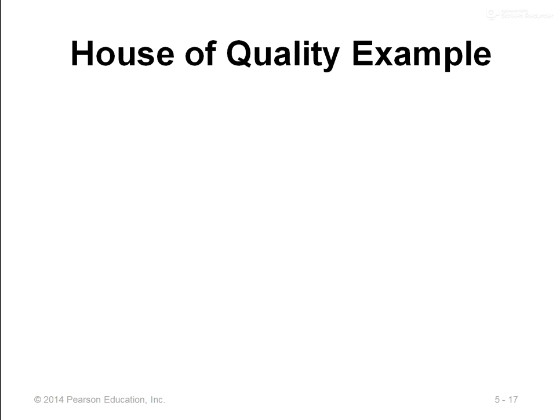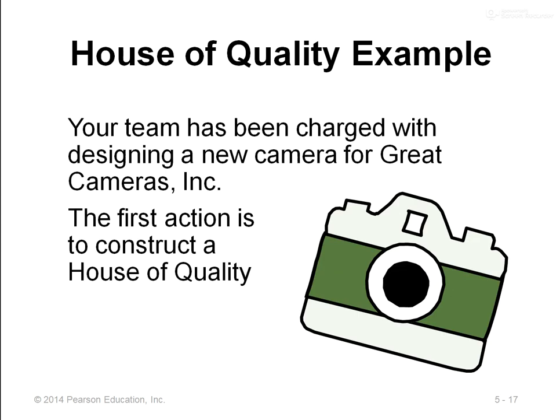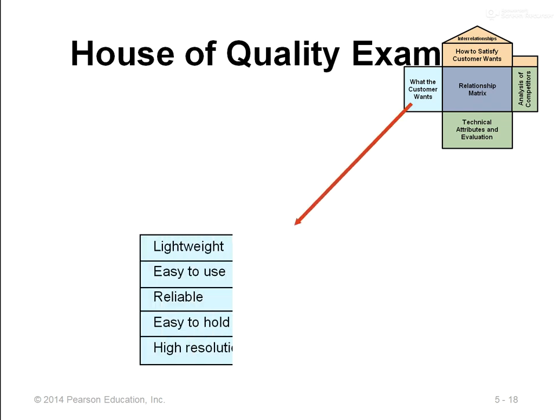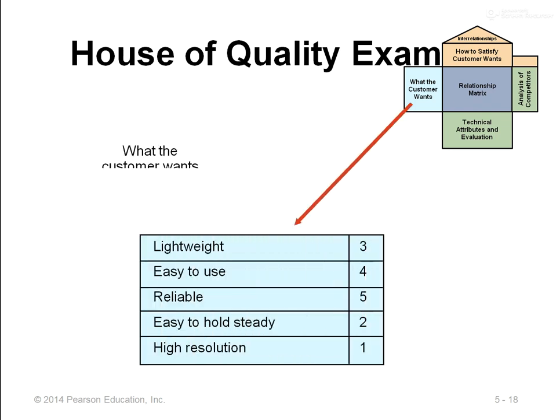Let's explain this with an example. For instance, your team has been charged with designing a new digital camera for great cameras. Then the first action is to construct a house of quality. To do that, we interview our customers. And the first thing that we want to define is what the customer wants.